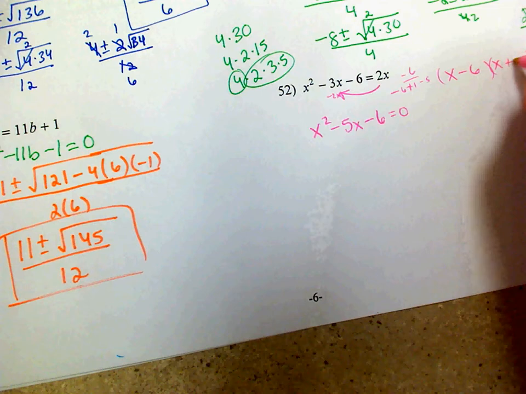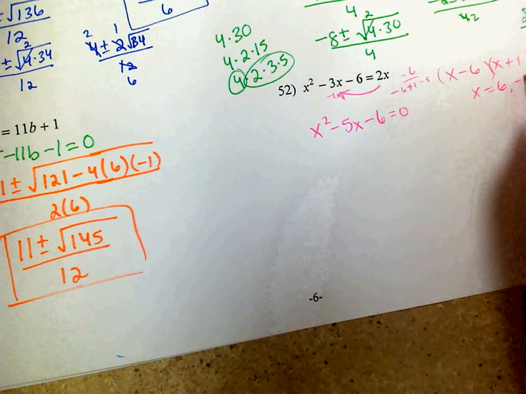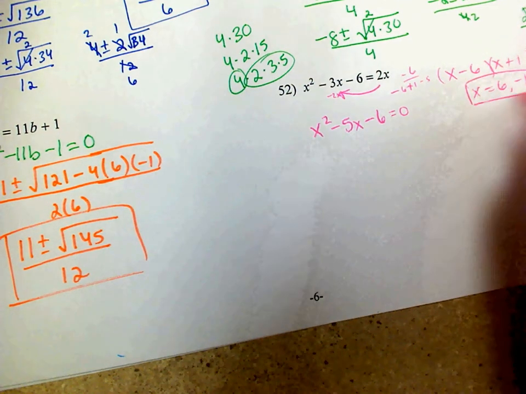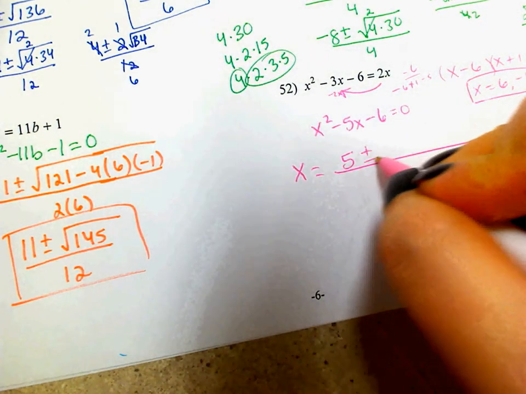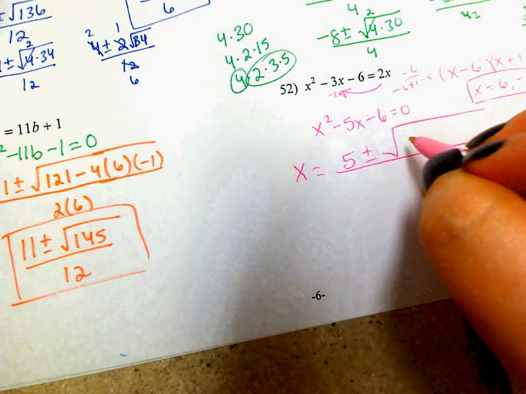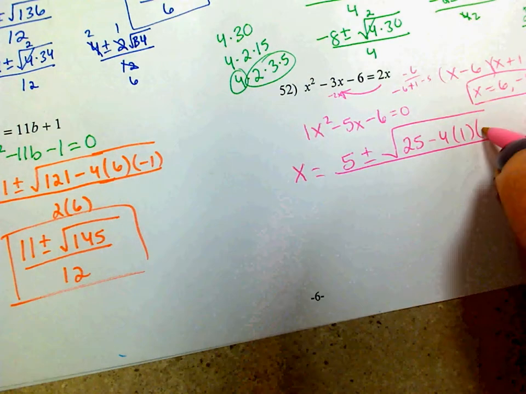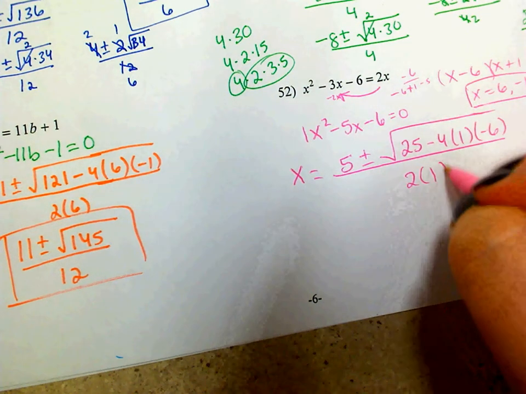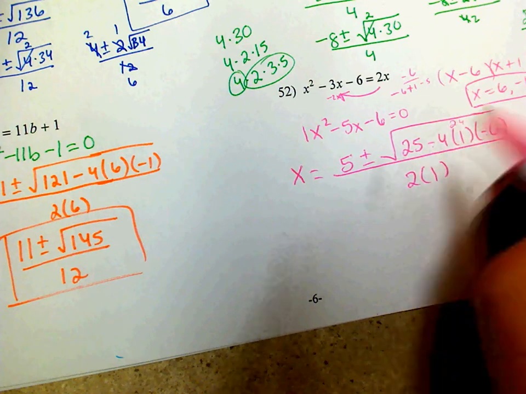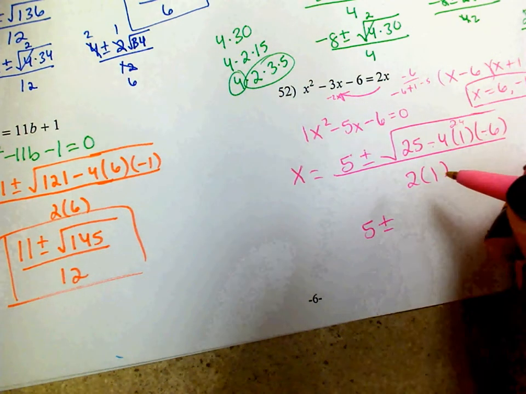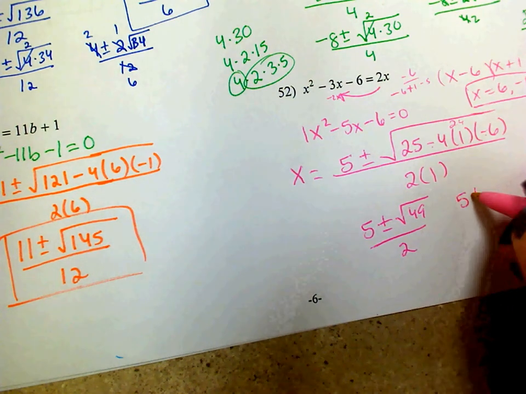Let's check. x equals opposite b, so positive 5, plus or minus square root of b squared. Negative 5 squared is 25, minus 4 times a, which is 1, times c, which is negative 6, all over 2 times a, which is 1. 25, and then that's a negative times a negative, which is positive 24. 25 plus 24 is, sorry, 49, which is 7, take the square root. 5 plus 7 is 12, divided by 2 is 6. 5 minus 7 is negative 2, divided by 2, which is negative 1.